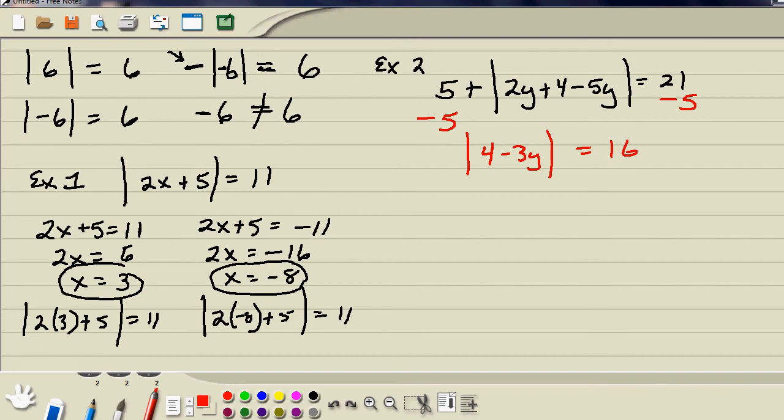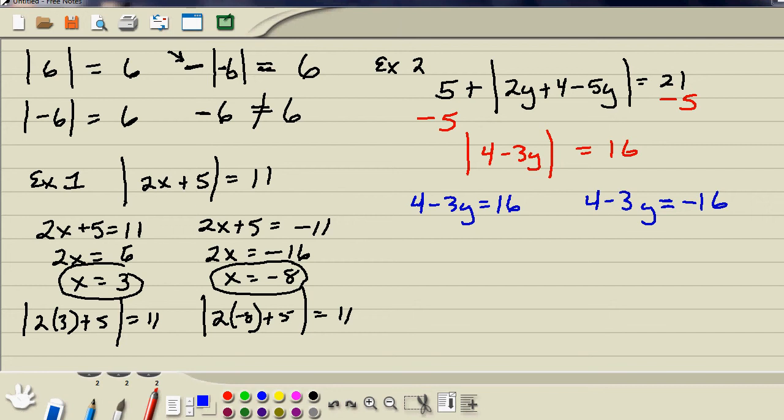Okay, so now I've gotten it down to the format that we're familiar with. We have the absolute value on one side. All like terms have been combined. And now it's time to eliminate the absolute value. So we do that by writing two equations. 4 minus 3y equals 16. That's the positive possibility. And the other one's the negative. 4 minus 3y equals a negative 16. Okay, so I have a positive 16 and a negative 16.